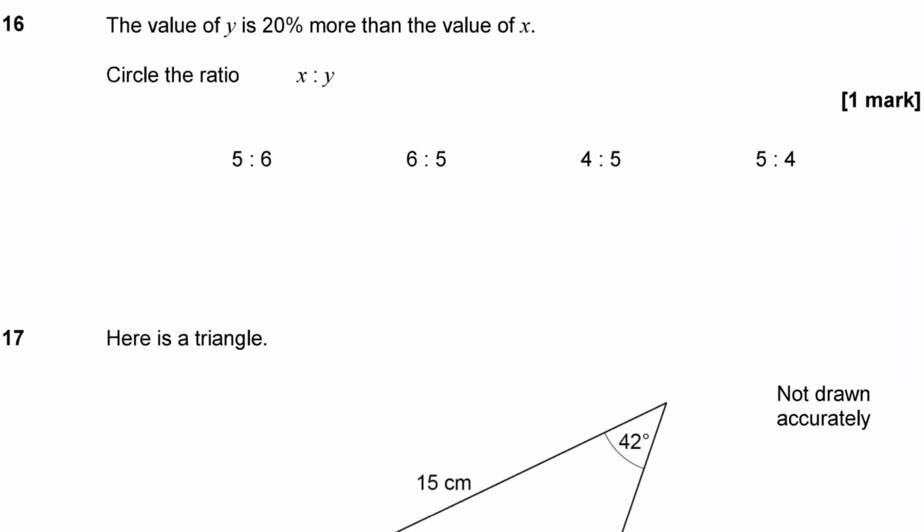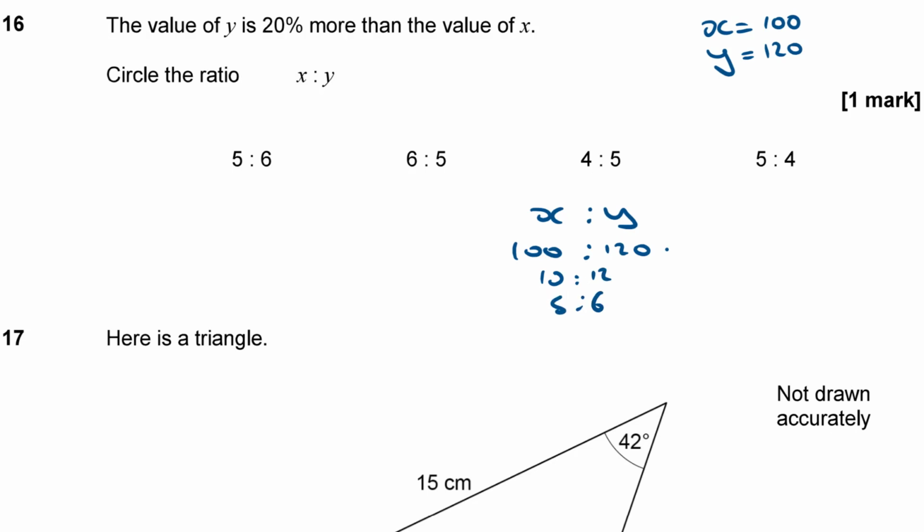Question 16. The value of y is 20% more than the value of x. Circle the ratio of x to y. Okay, so the value of y is 20% more than the value of x. Now let's say the value of x is 100, just giving it a value. Then that would make the value of y 20% more than 100, which would be 120. So therefore, the ratio of x to y would be 100 to 120, which cancels down to 10 to 12, 5 to 6. It's that one, isn't it?